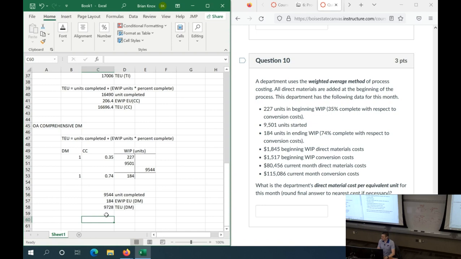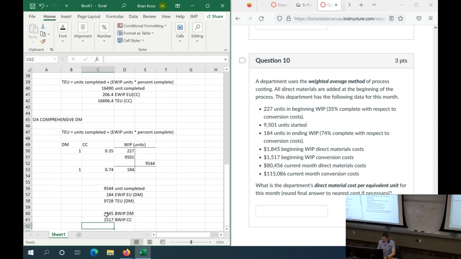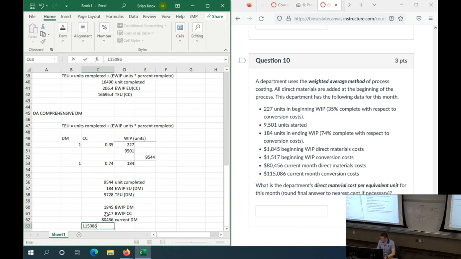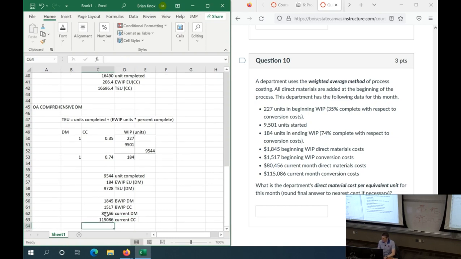We need a numerator. So what should we include in the numerator? I'll copy over all the dollar amounts. 184, BWIP-DM, 1517, BWIP-CC, 80,456 current DM, and then 115,086 current period conversion costs. Which of these do we include in the numerator? Which ones do we exclude?